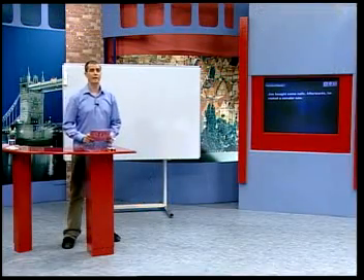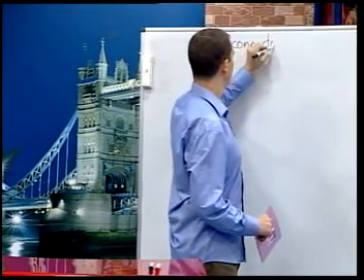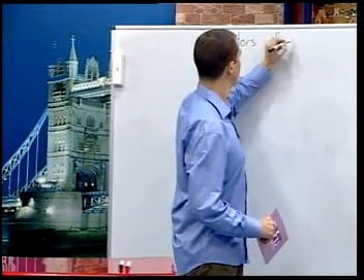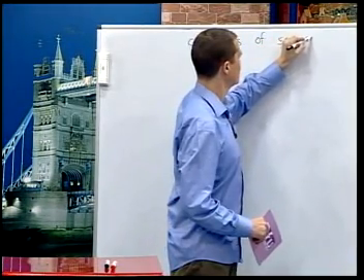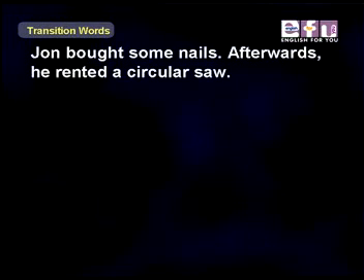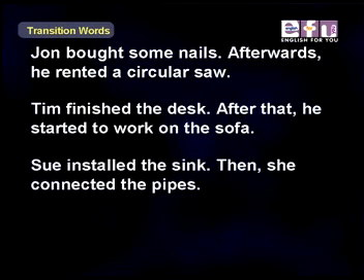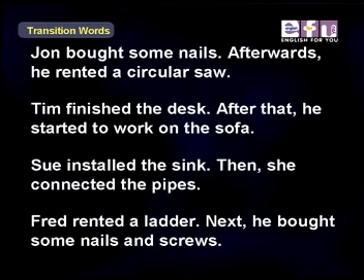And now let's look at connectors of sequence. Please have a look. John bought some nails. Afterwards, he rented a circular saw. Tim finished the desk. After that, he started to work on the sofa. Sue installed the sink. Then she connected the pipes. Fred rented a ladder. Next, he bought some nails and screws.